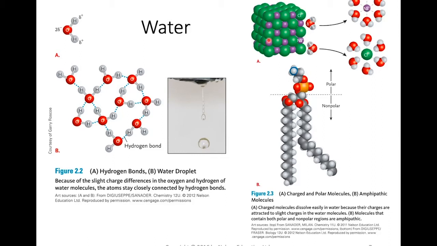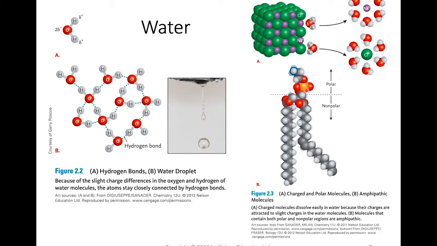Now compare that, looking at an ionic compound, to what's known as an amphipathic molecule. Okay, so an amphipathic molecule has both, right? Like an amphibian can live both on land and in the water, right? Amphi means both. So an amphipathic molecule contains both polar regions and non-polar regions. So this is an example here of our phospholipid molecule. And the phospholipids make up our cell membrane.